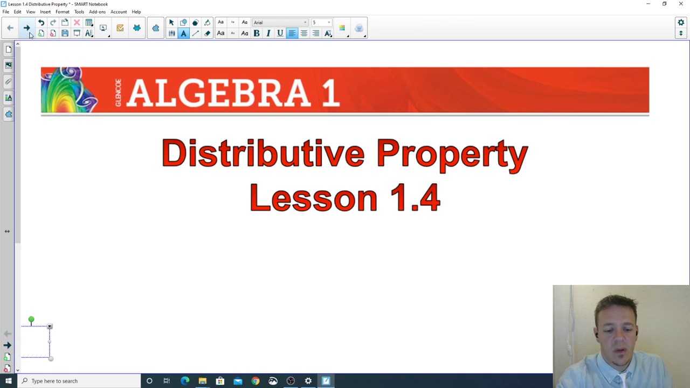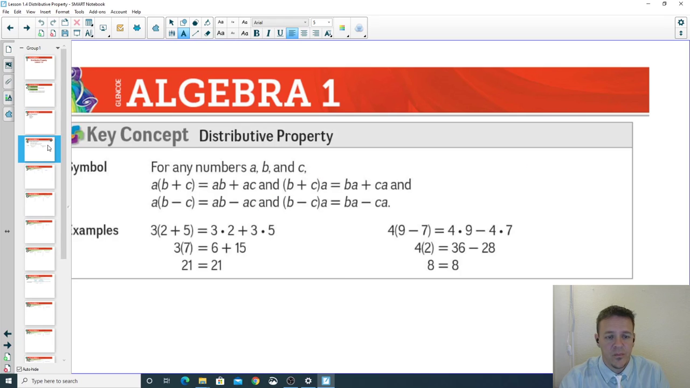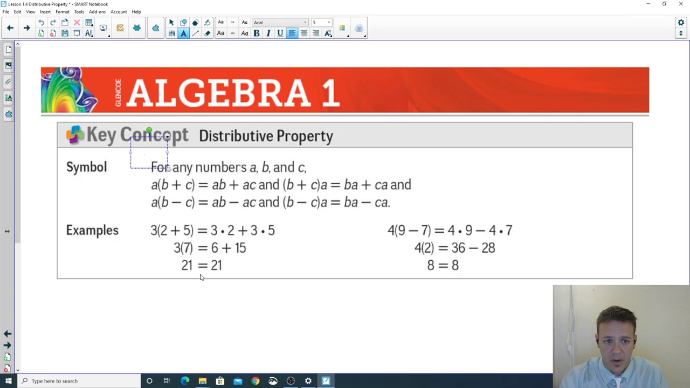There's 2 pages of notes. Remember, either get the notes from your teacher in class or on Canvas. They'll be in both locations. And let's get started.